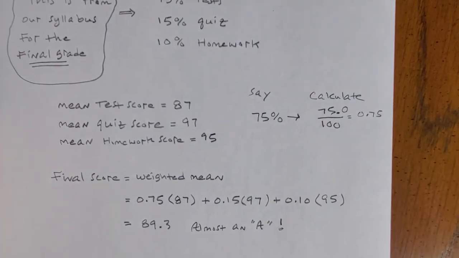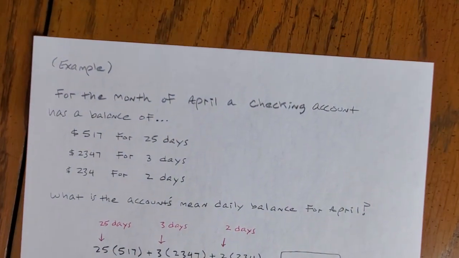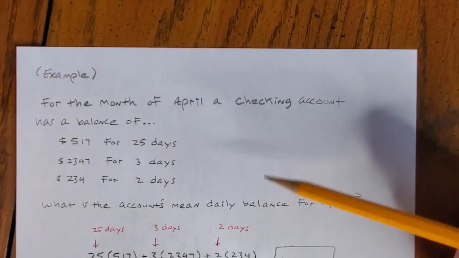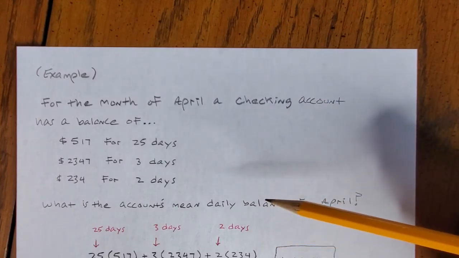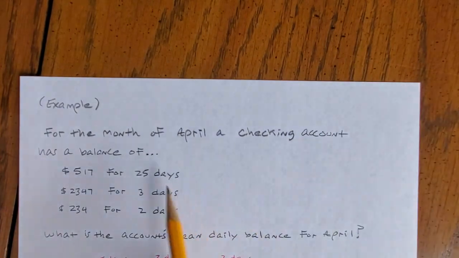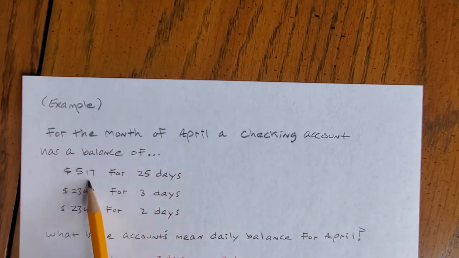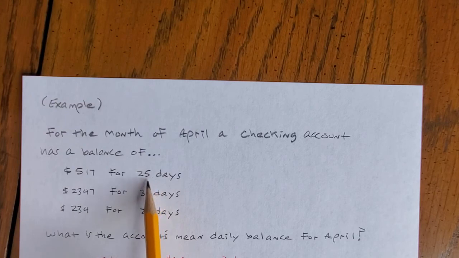Okay, let's look at one last weighted mean example. I guess this is a combination of calculating the mean and calculating the weighted mean. Let's say this is the situation. For the month of April, a checking account has a balance of $517 for 25 days out of the month, $2,347 for 3 days, and $234 for 2 days. What is the account's mean daily balance?